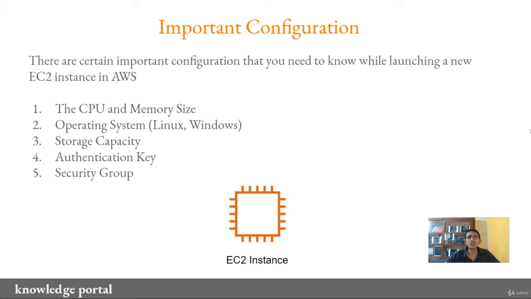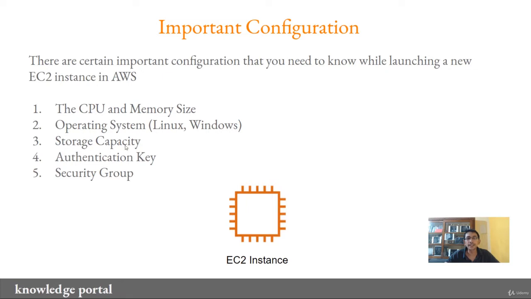Now, whenever you launch a server in AWS, or whenever you launch an EC2 instance in AWS, there are certain important configurations that you need to know while doing that. The first important configuration is the CPU and memory size. Again, it all depends upon the application and the workload that you will be running on top of AWS. So CPU and memory is very important: how much CPU and memory you need for the server. The second important configuration is the operating system. Do you need a Linux based operating system, or a Windows based operating system for your server? So that is the second important configuration.